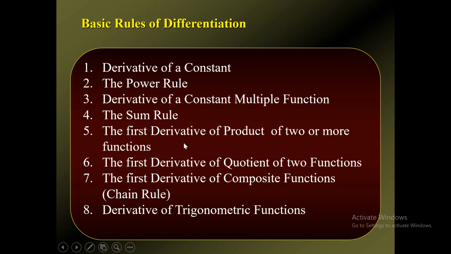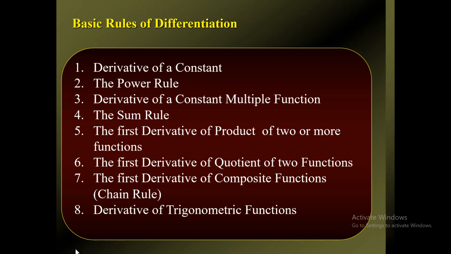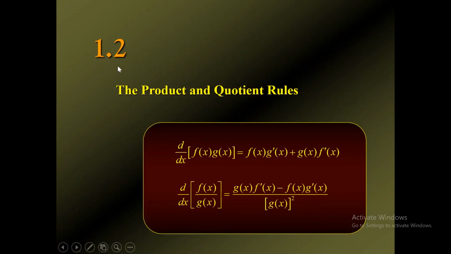Today we are going to focus on objective number 5, the first derivative of the product of 2 or more functions. That was about 6, 7, 8, later inshallah. So the second lesson of the first topic is derivative, the product and quotient rules.